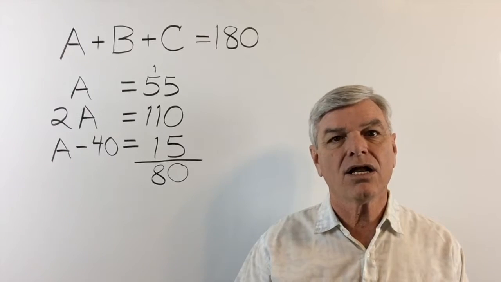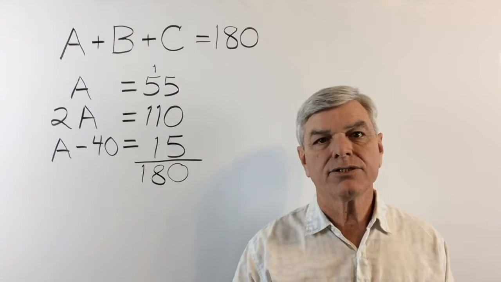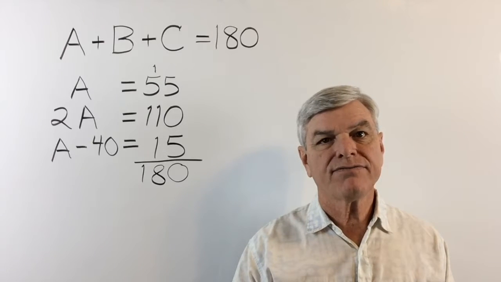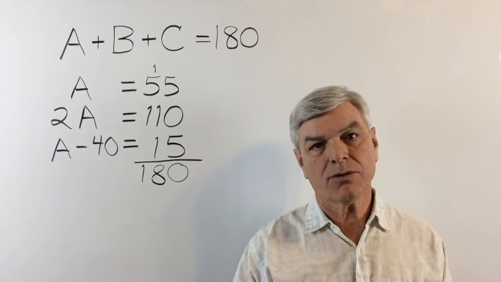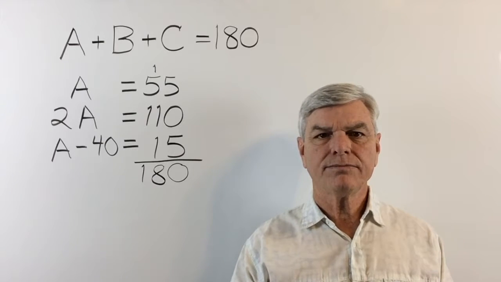And in the left-hand column, we have a 1. Let's bring that down. And that's 180 degrees, which is correct. So our answer is 55 degrees, 110 degrees, and 15 degrees are the measures of the 3 angles that we're looking for. Now let's look at rectangles.